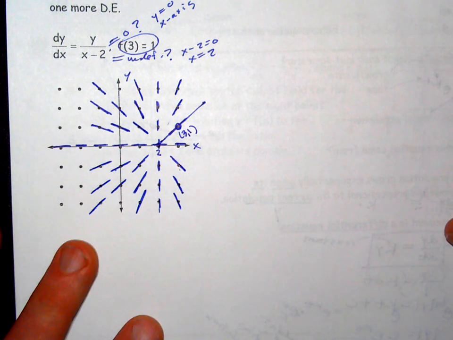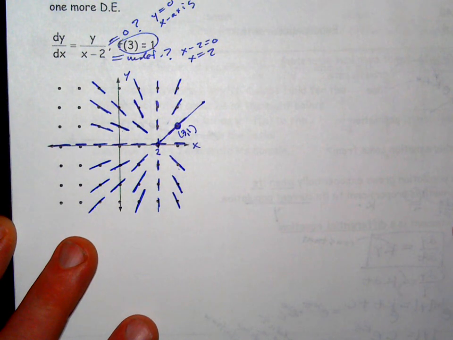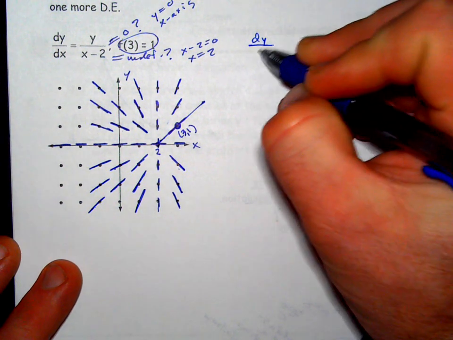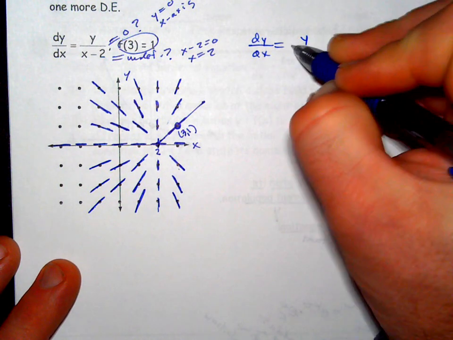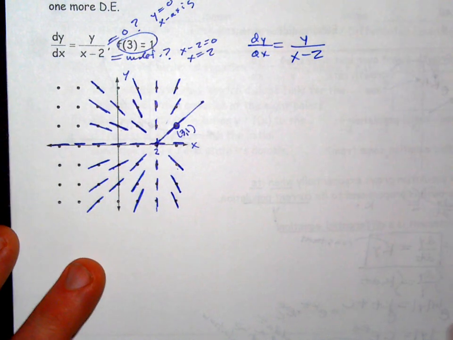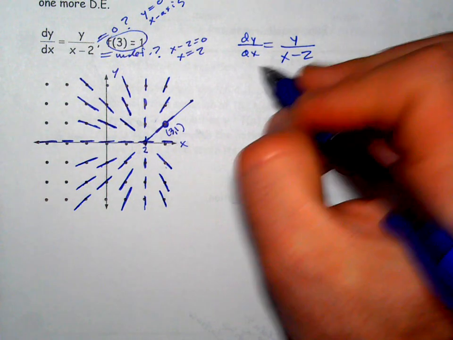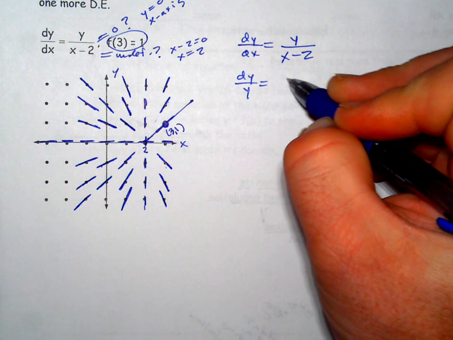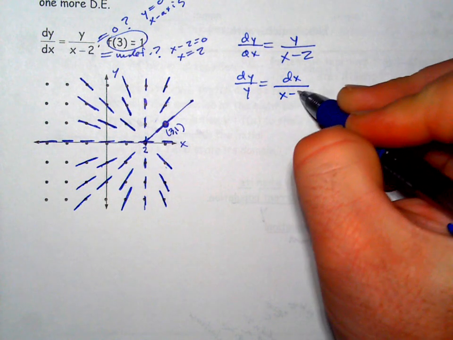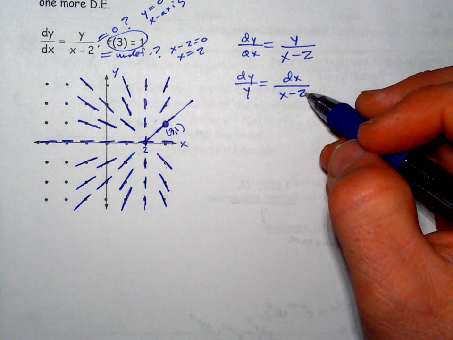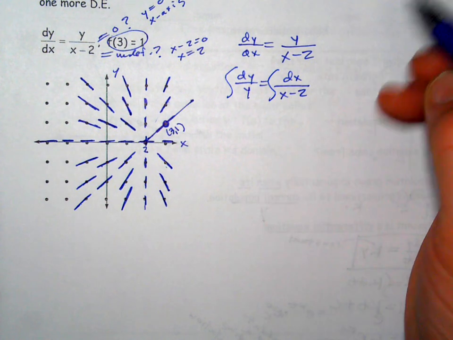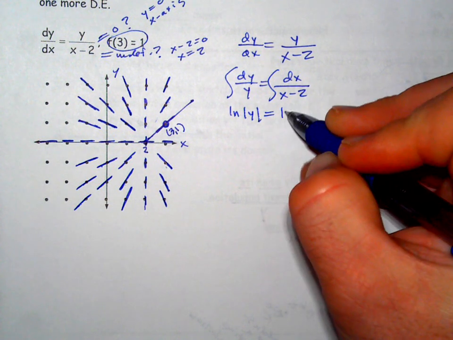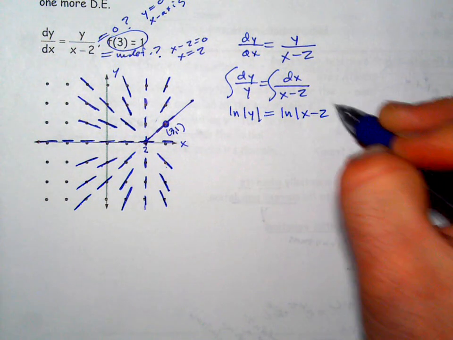So let's see if we can go ahead and solve the differential equation. So I'm just going to rewrite it. We're going to separate the variables. So the y needs to come over the left-hand side, and the dx comes over to the right-hand side. The x minus 2 is still in the denominator. So we separate the variables, integrate both sides. This is natural log of absolute value of y. This is natural log of the absolute value of x minus 2 plus c.